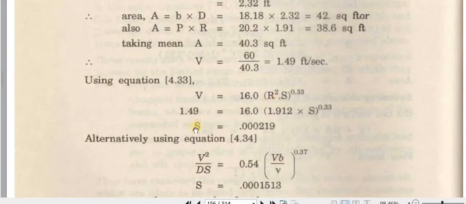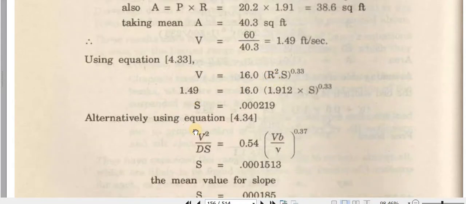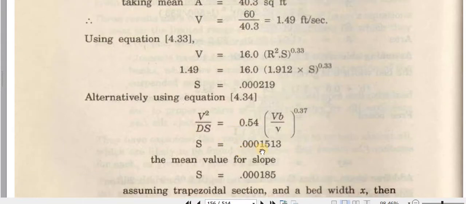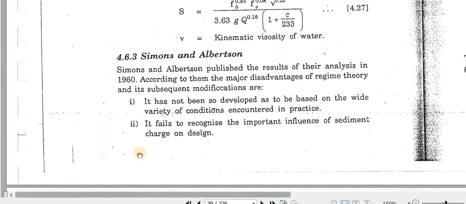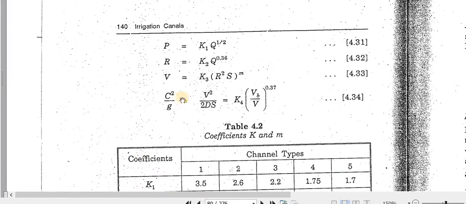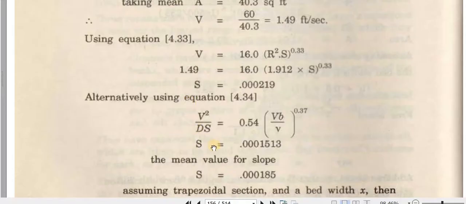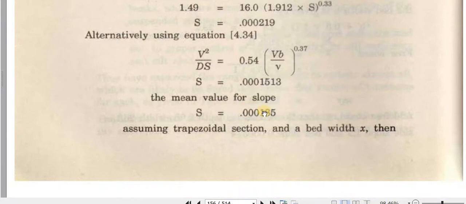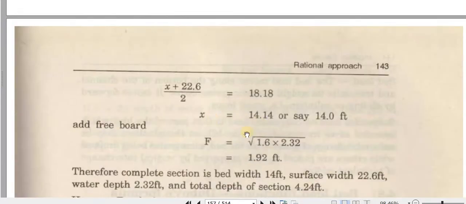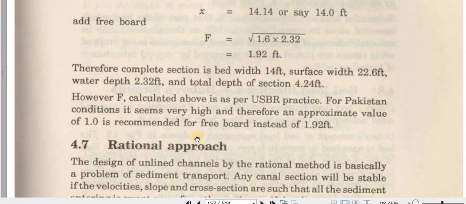From velocity we can calculate slope, and from this equation we can calculate slope. Only this equation is enough, which is given in the Simons and Albertson approach. This equation is enough, but we can use these two equations, and then we can take the average of the slope. We have every parameter except slope. Then the slope can be the average mean value of slope. Hence the channel is designed. Then you can add the freeboard also.